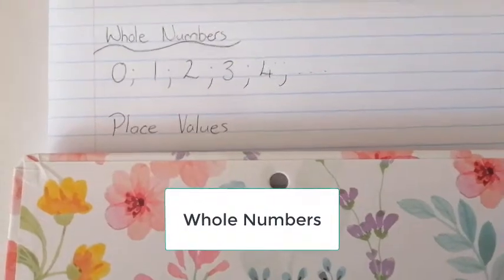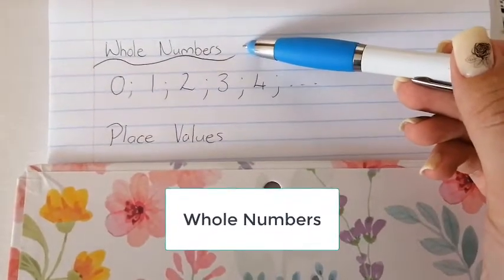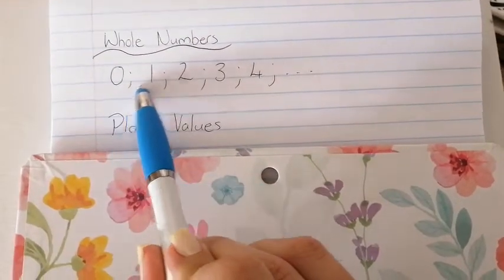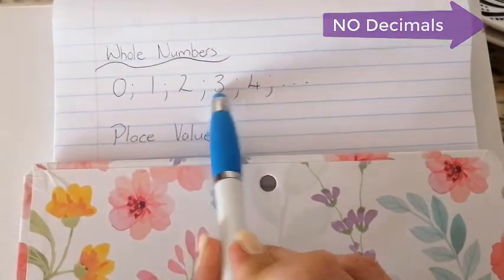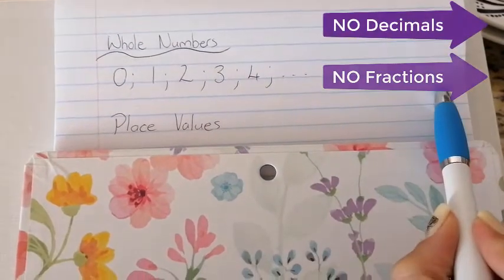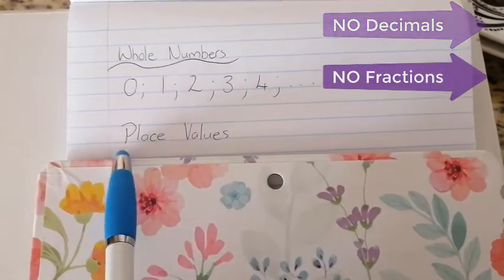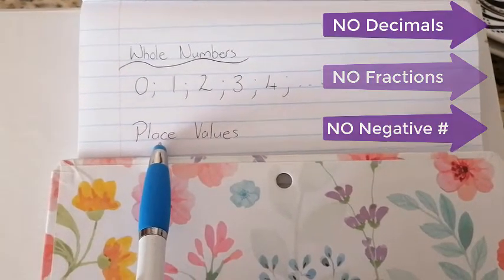So this week we will be discussing whole numbers. Whole numbers are numbers starting from 0 and going upward. It is not numbers that are decimal or fraction numbers. It's only whole numbers, 1, 2, 3, 4, and so forth. And also no negative numbers like -3.